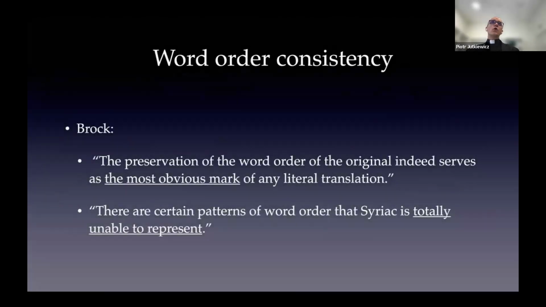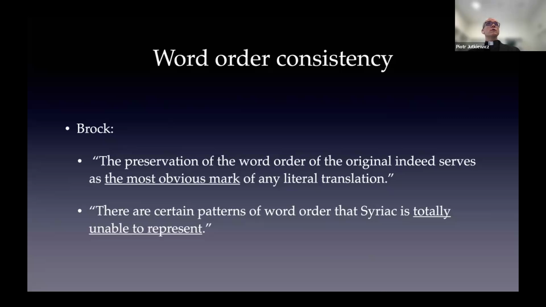Another category worth analyzing is the word order. Brock claims the preservation of the word order of the original indeed serves as the most obvious mark of any literal translation. Indeed, the attempt at this correspondence is sometimes clearly noticeable as oddly artificial. However, elsewhere, Brock rightfully affirms there are certain patterns of word order that Syriac is totally unable to represent. For example, the possessive pronoun cannot precede the substantive but must come after it, usually as a suffix.